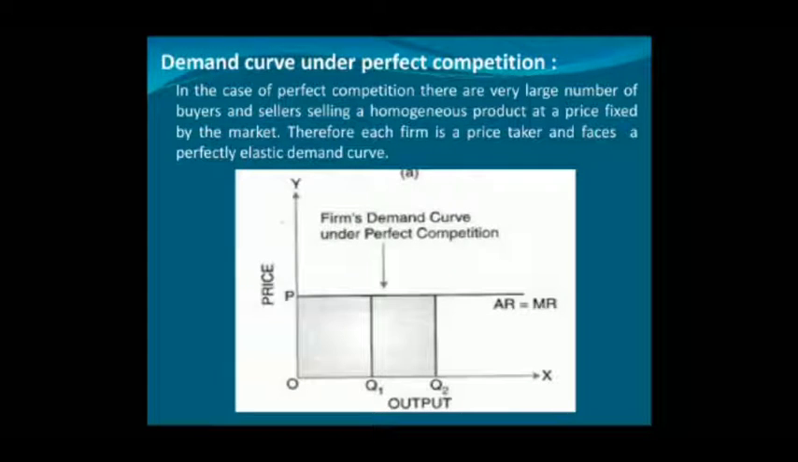Demand curve under perfect competition. In case of perfect competition, there are very large numbers of buyers and sellers selling a homogeneous product at a price fixed by the market. Therefore, each firm is price taker and faces a perfectly elastic demand curve. So in this diagram, output is represented along the x-axis and price and revenue along the y-axis. Firm's demand curve is indicated by the horizontal straight line parallel to x-axis. As each firm has to accept the price fixed by the industry, the price is determined at OP. At OP price, a seller can sell OQ1, OQ2 or any other quantity. However, a firm is not in the position to charge a higher price.